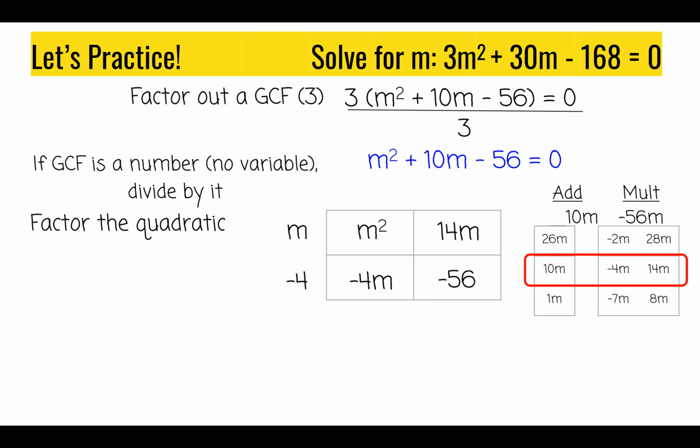All right. Now let's do the pairs going up and down. What can I take out of m squared and negative 4m? An m. Just an m. Positive or negative? Positive. What can we take out of 14m and negative 56? 14. Positive or negative? Positive. Good.